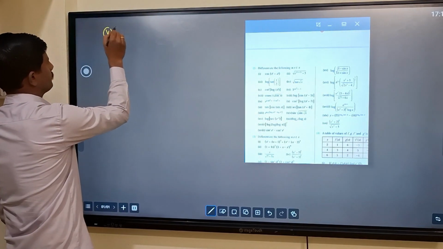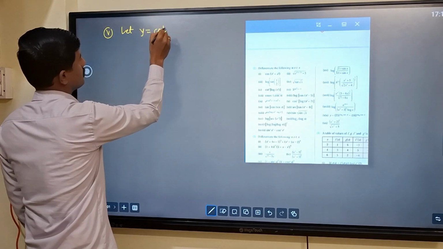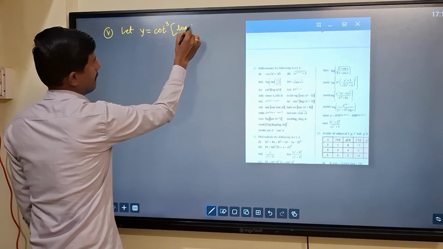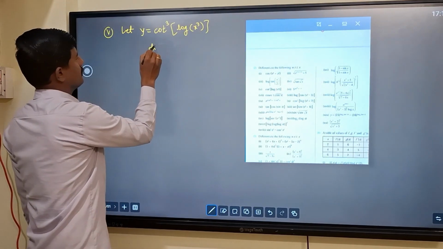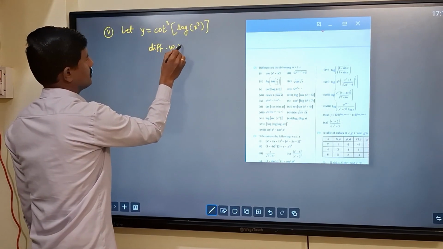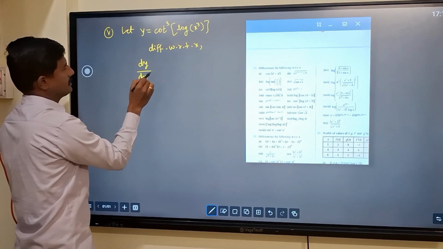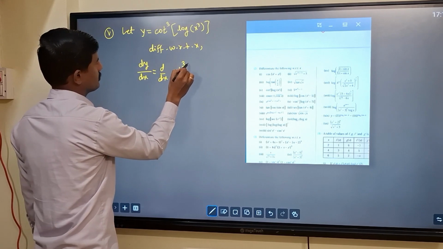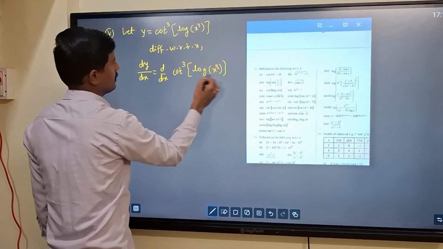Fifth one. Let y equal to cot cube log of x cube. Differentiate with respect to x. This will become dy by dx equal to d/dx of cot cube log of x cube.